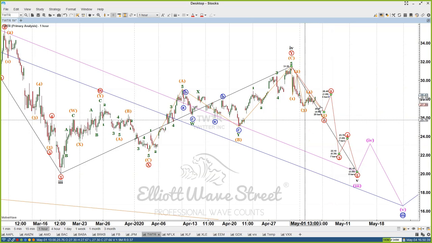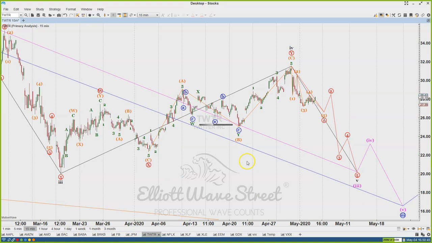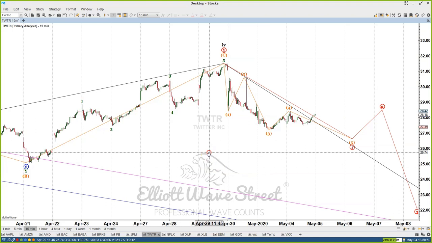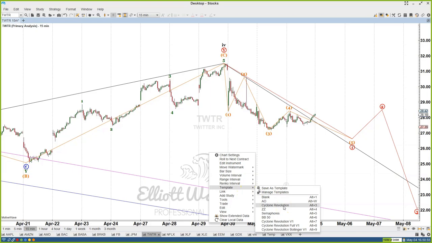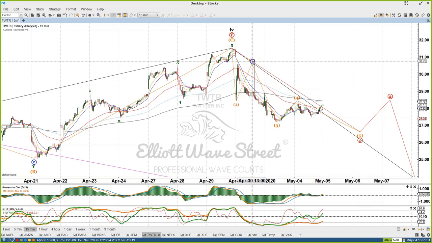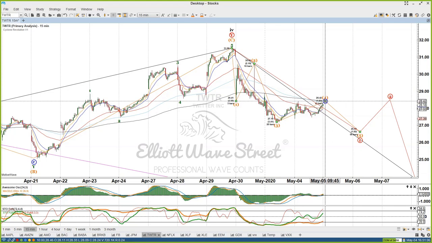All right, so here we have the setup. Let's go to the 15-minute chart. And I'm going to add this Cyclone Revolution system to understand better what's going on here. All right, it makes sense. We have our Elliott wave cycle, the wave 3. We are in the wave 4. Seems that it is active right here.